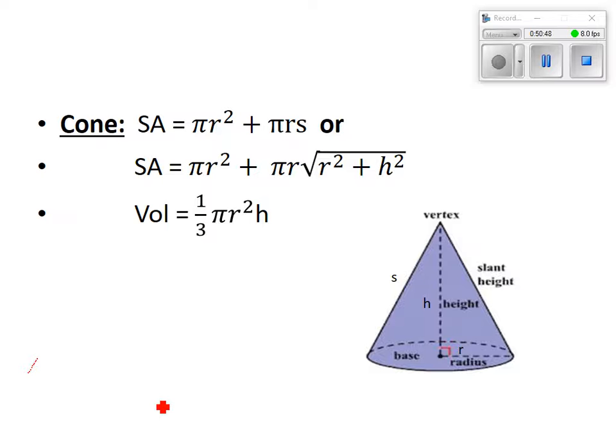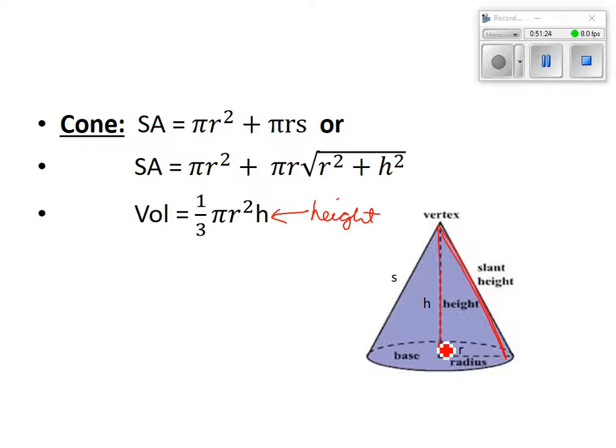For volume, flip over to the back page. For volume of a cone, it's right here. We got 1/3 times pi times radius squared times height. This time you actually need the normal height. You can't use the slant height for volume. So if they tell you the slant height, you're still going to have to find the normal height if you're looking for the volume. So you have to have the regular height.